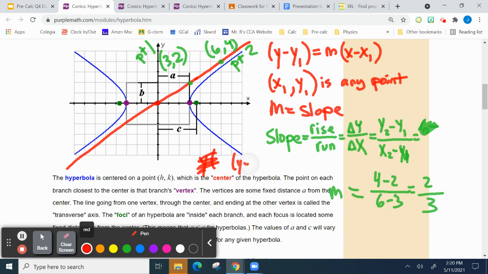So y minus, and we'll just use the first point, y1 is 2, equals the slope, 2/3, times the x coordinate of the second point, which is x minus 3.